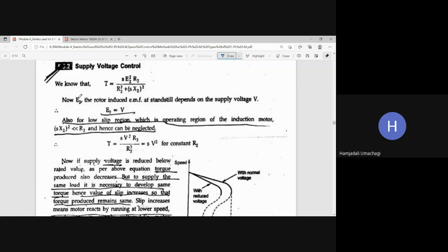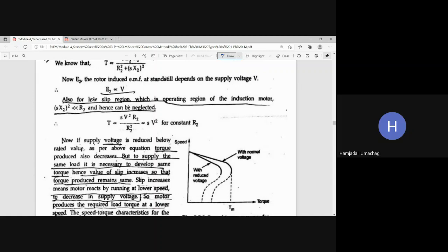Now this E2 is the rotor standstill voltage, or the EMF at standstill condition, depending upon the supply voltage. E2 is the rotor induced EMF at standstill condition. It depends upon the supply voltage during standstill condition. Therefore, we can say that E2 is directly proportional to V. Also for the low slip region. Low slip region means when the induction motor is in the stable zone where slip is low, which is the operating region of the three-phase induction motor.